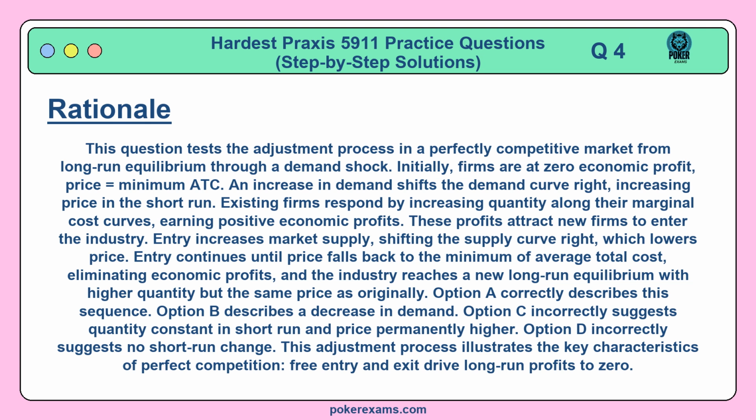Option B describes a decrease in demand. Option C incorrectly suggests quantity constant in the short run and price permanently higher. Option D incorrectly suggests no short-run change. This adjustment process illustrates the key characteristics of perfect competition. Free entry and exit drive long-run profits to zero.